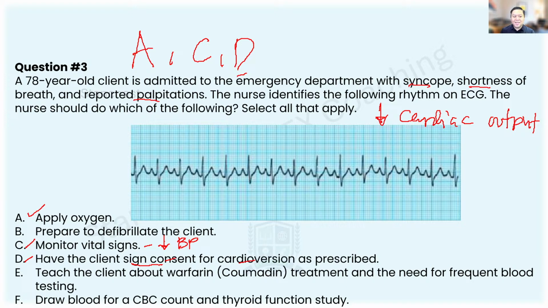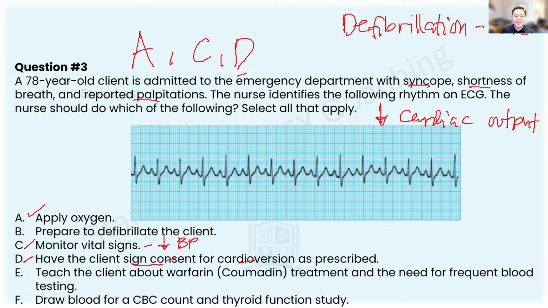Now, why not letter B? Prepare for defibrillation. Is defibrillation intended for AFib? Well, defibrillation is not intended for AFib. Defibrillation is contraindicated, let me just put here CI, contraindicated for atrial fibrillation. This is intended to treat ventricular fibrillation instead. Okay, so for atrial fibrillation, it will require synchronized cardioversion, which is totally different from the defibrillation.